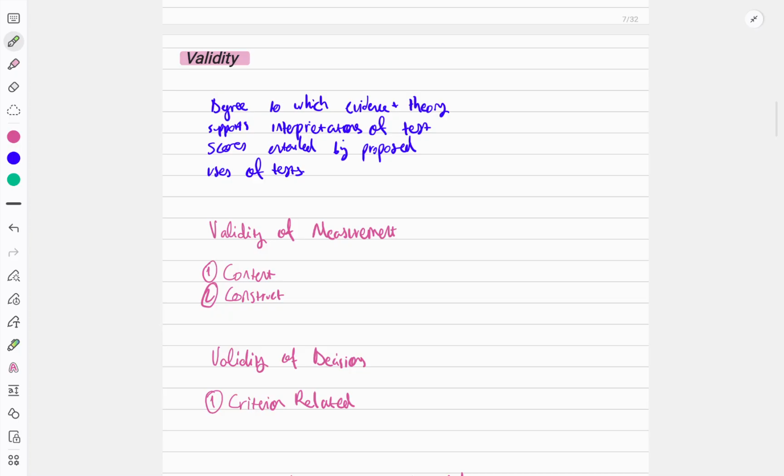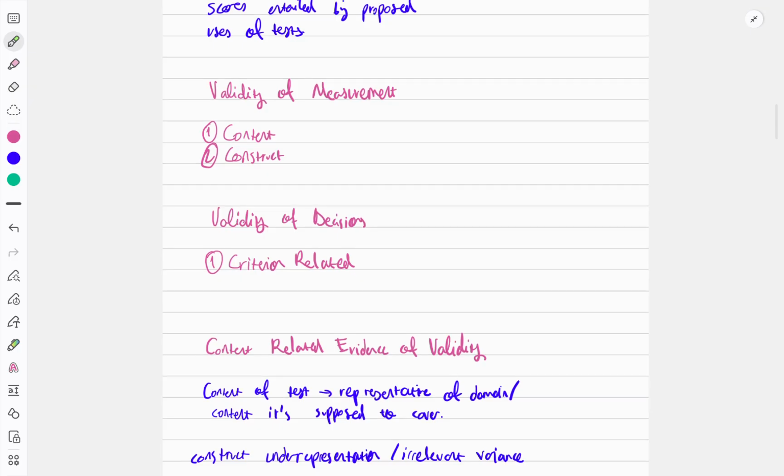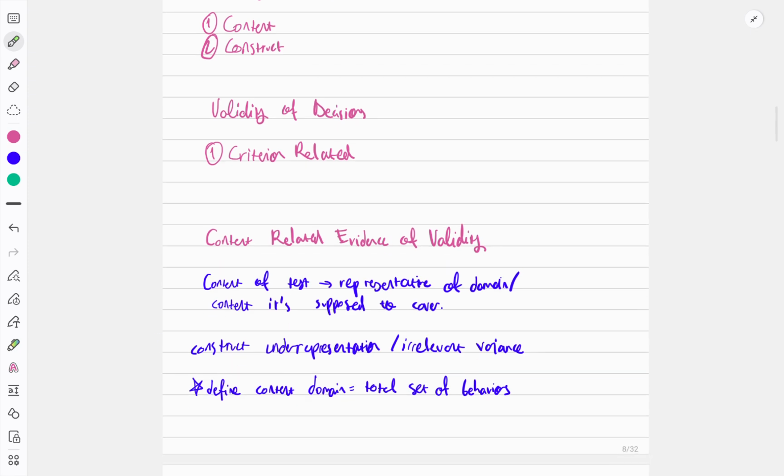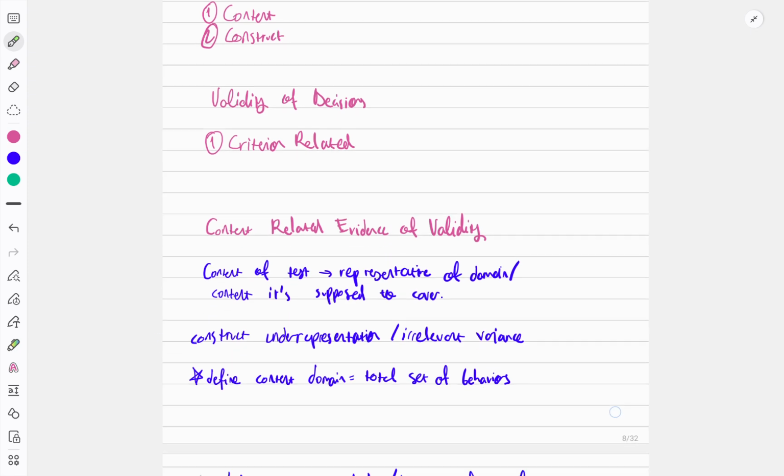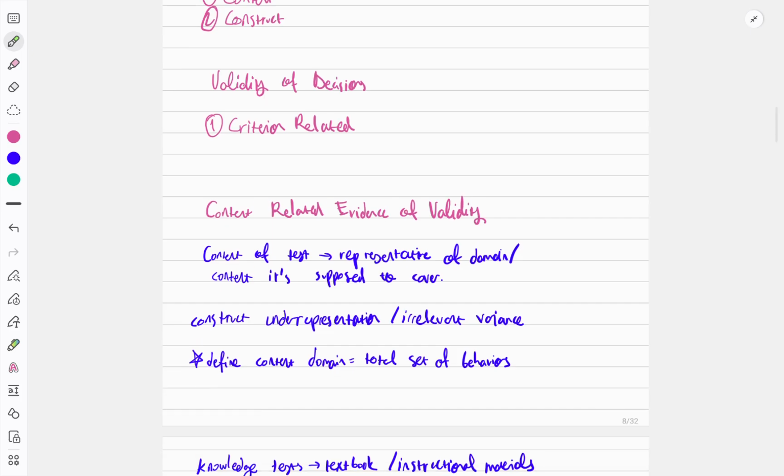Let's start. So firstly, what is validity? It's the degree to which evidence and theory support interpretations of test scores entailed by proposed uses of tests. So validity of measurement can be based on content or construct, and validity of decision is based on criterion related validity. So let's start with the content related evidence of validity. I feel like this is the easiest one, and I think you will understand why I say this.